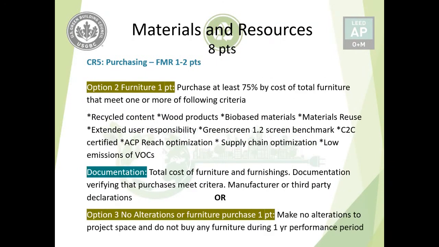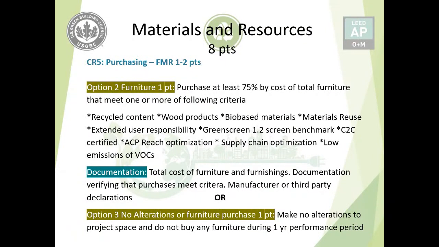Option number two is furniture for 1 point, in which 75% by cost of total furniture during the performance period for facility maintenance and renovation meets one or more of exactly the criteria in option number one: recycled content, wood products, and you have third-party certifications, or there are certifying bodies that certify the products or materials to have this environmental or sustainability criterion. The documentation is total cost of furniture and furnishings, and verifying the purchases meet criteria or third-party declarations.